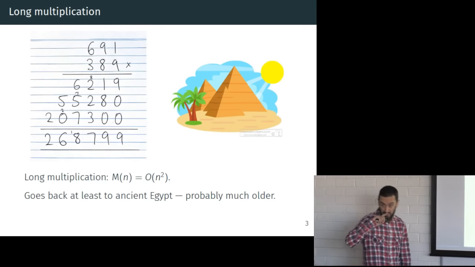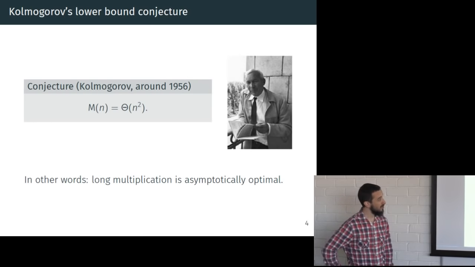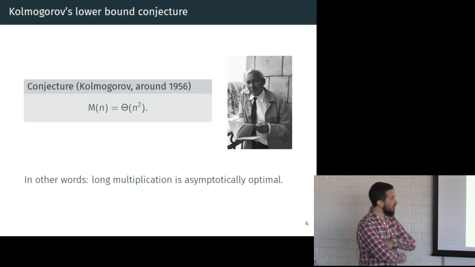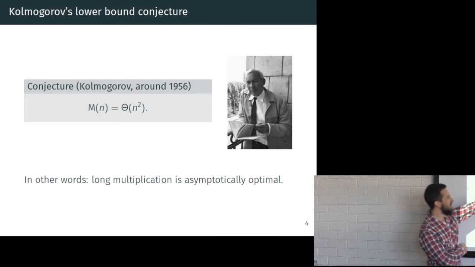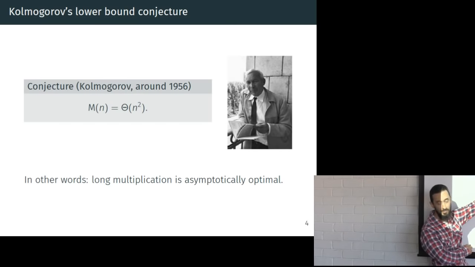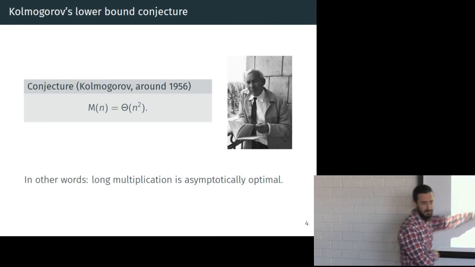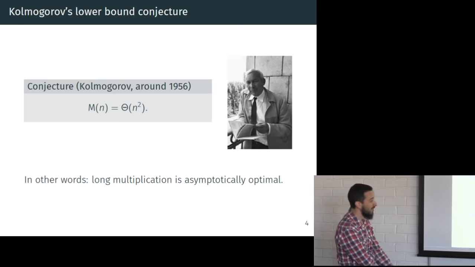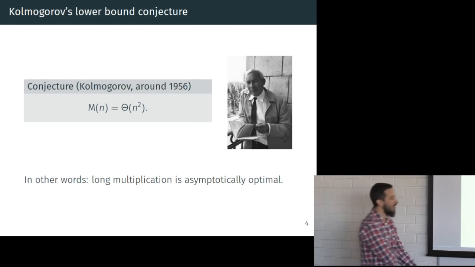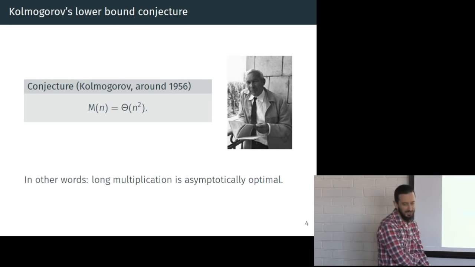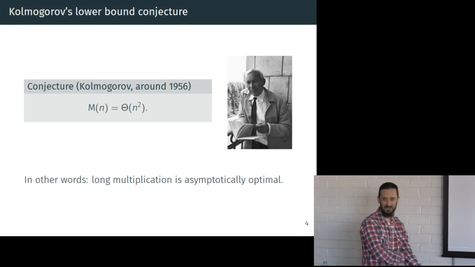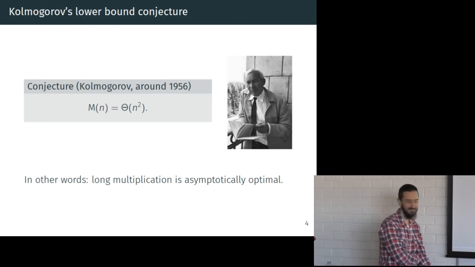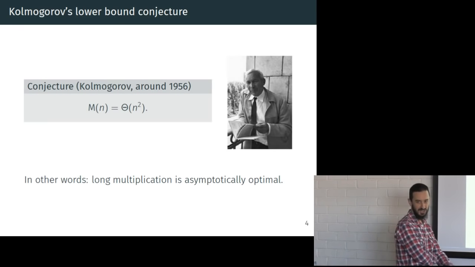Now, in the late 1950s, the famous Soviet mathematician Andrei Kolmogorov conjectured that this is the best you can do. That this big Theta means it's an upper and a lower bound, up to a constant. So long multiplication is asymptotically optimal. And I guess his reason for thinking this is that people have been multiplying numbers for a long time. And if there was a better way to do it, then someone would have noticed by now. So it's a dangerous argument.